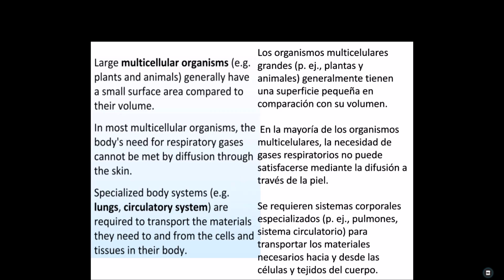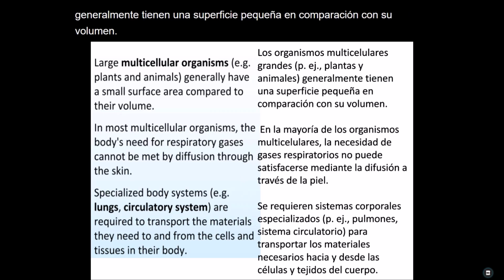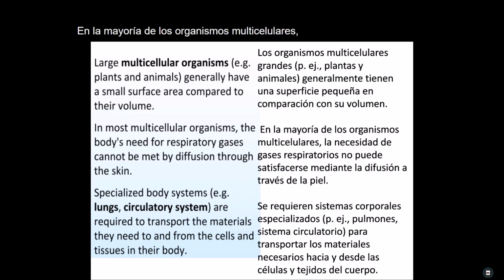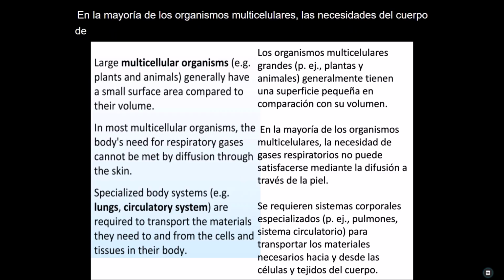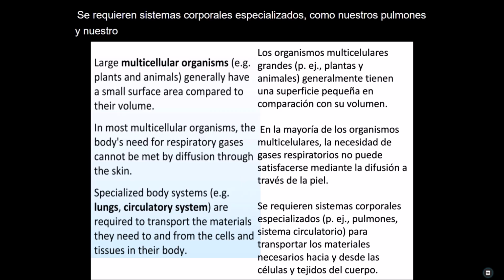Large multicellular organisms, such as plants and animals, generally have a small surface area compared to their volume. In most multicellular organisms, the body's needs for respiratory gases cannot be met by diffusion through the skin. Specialized body systems, such as our lungs and our circulatory system, are required to transport the materials they need to and from the cells and tissues in their body.